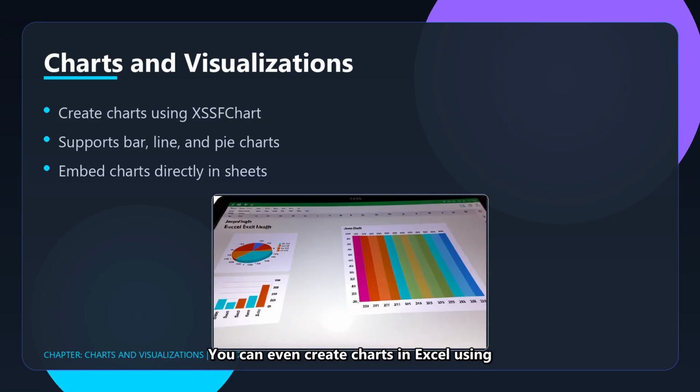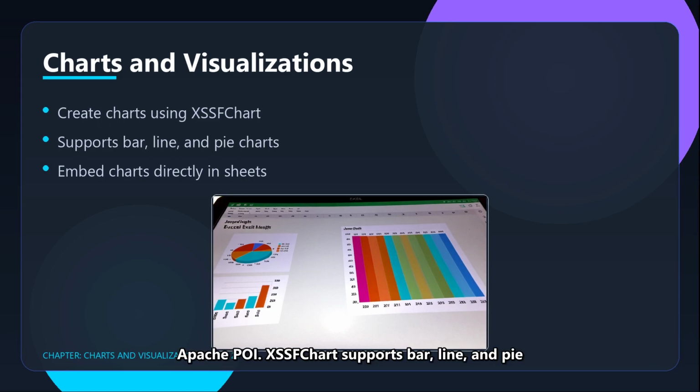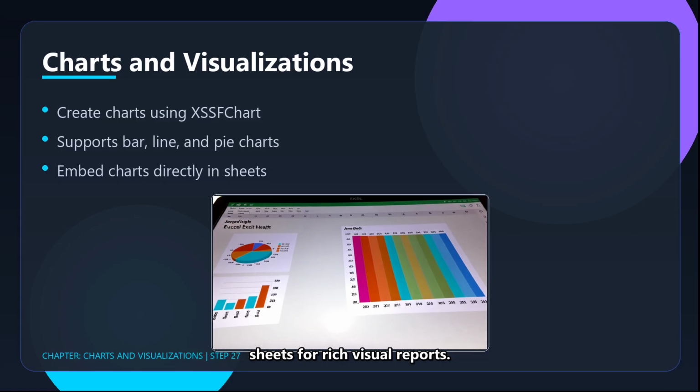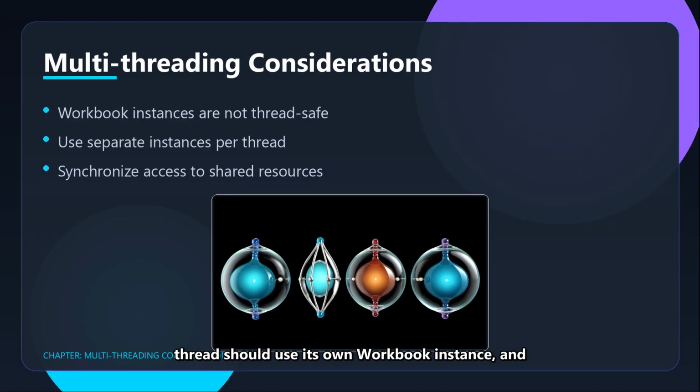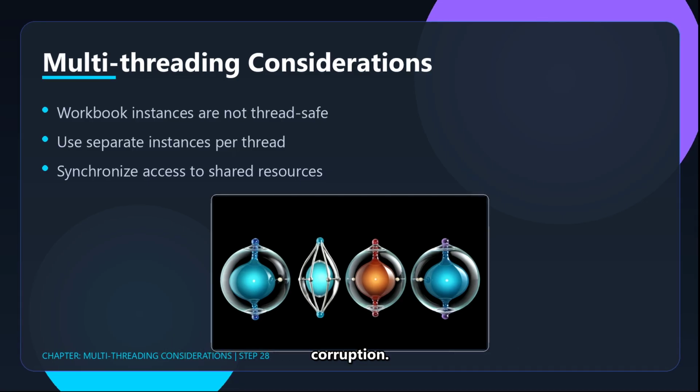You can even create charts in Excel using Apache POI. XSSFChart supports bar, line, and pie charts, which can be embedded directly into your sheets for rich visual reports. Apache POI is not thread-safe by default. Each thread should use its own workbook instance, and shared resources must be synchronized to prevent data corruption.